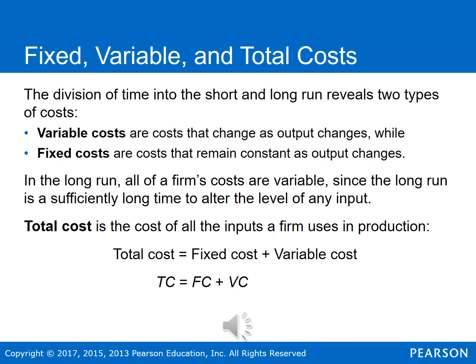All costs can be classified as fixed cost or variable cost. So the total cost to a firm is going to equal the fixed cost plus the variable cost.